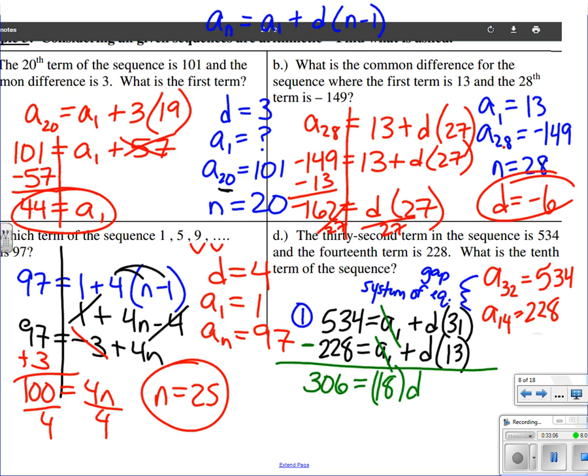Dan, what do you think you're going to do next to get D by itself? How do you get rid of the 18? Very good. All right, anybody? What does that give you? Okay, so D is 17.